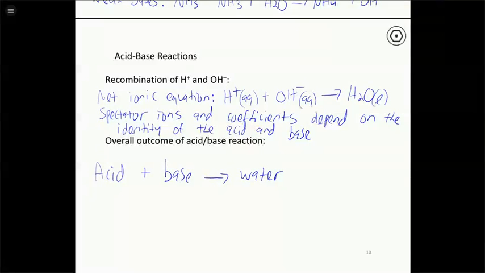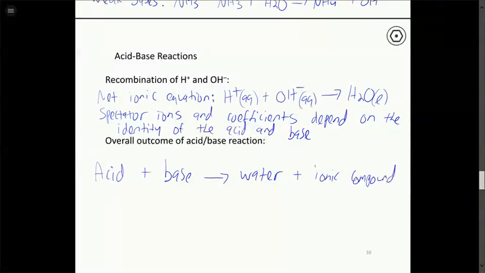And then the other thing is you have the ions. The acid has an anion associated with it. The base has a cation associated with it, and so you're going to also form an ionic compound as one of the products. Or a simpler way to say this is acid plus base makes salt plus water, where salt is an ionic compound.